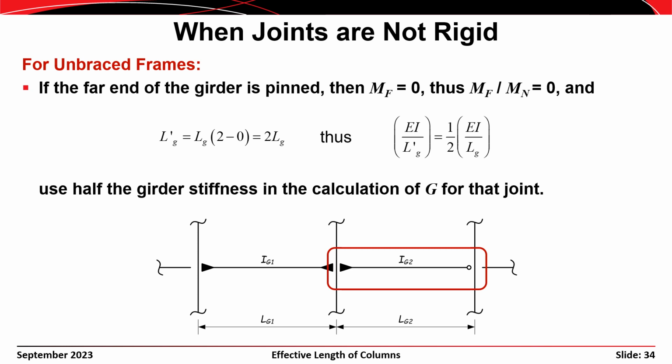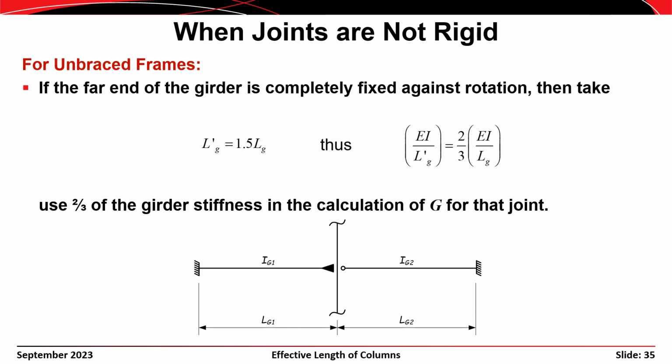On the other hand, if the near end of the girder is rigidly connected but the far end is pinned, as is shown for girder 2 here, then the moment at the far end of the girder, M sub F, is by definition 0, and then the modified length of the girder, L sub G prime, is equal to twice the actual length. In that case, we would take half the stiffness contribution, EI over L, of the girder when calculating the stiffness ratio of the joint, G.